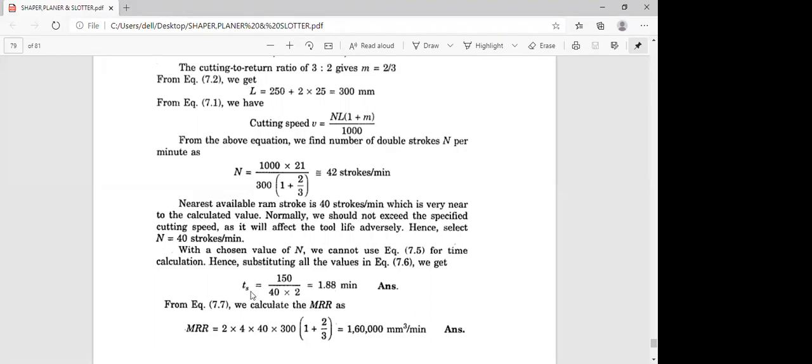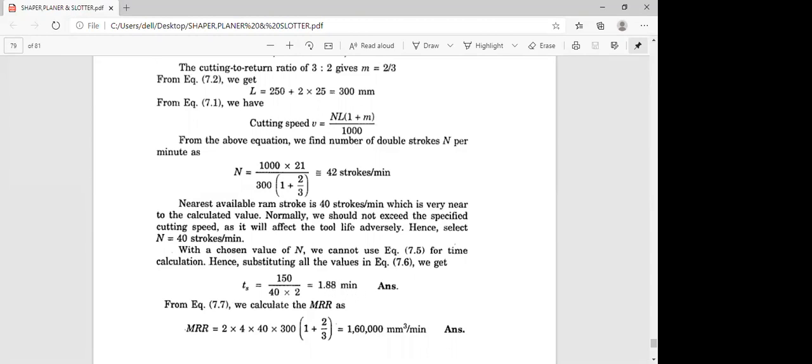Calculating this, T is equal to 150 by (40 into 2). What is 150 here? You can see it in the problem. 150 by 40 into 2, double stroke. So you are getting 1.88 minutes. So you have calculated the machining time. That you have to take into consideration.